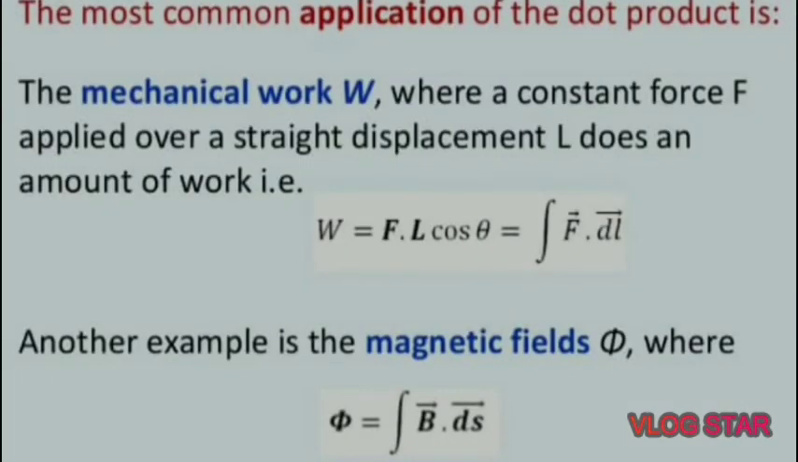The most common application of the dot product is the mechanical work W, where a constant force F applied over a straight displacement L does an amount of work, that is W is equal to FL cos theta. The second example is in terms of magnetic field, where phi is equal to the integration of B bar dot ds bar. So these are some common applications of the dot product.